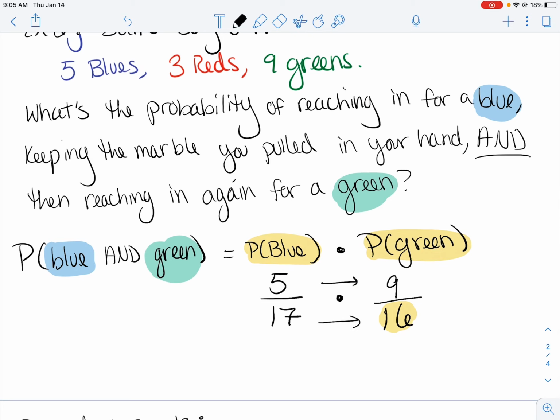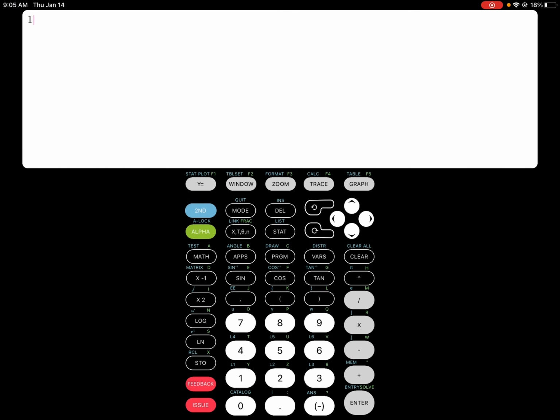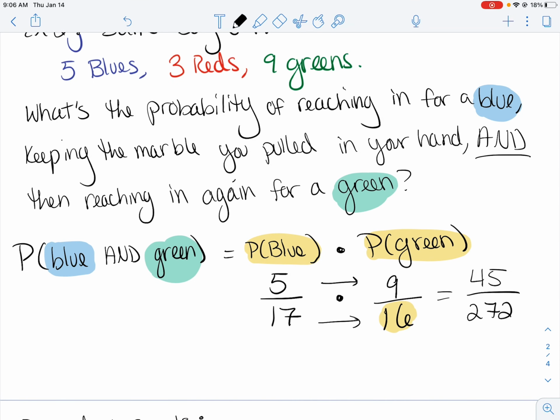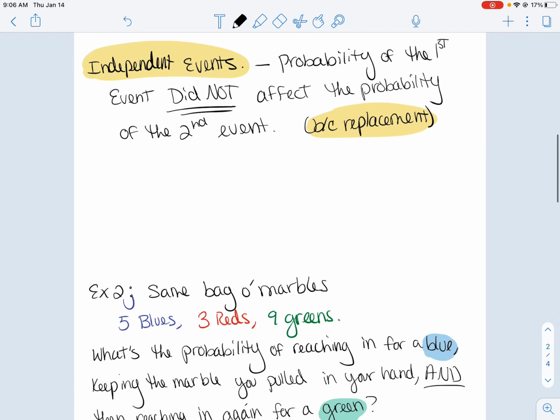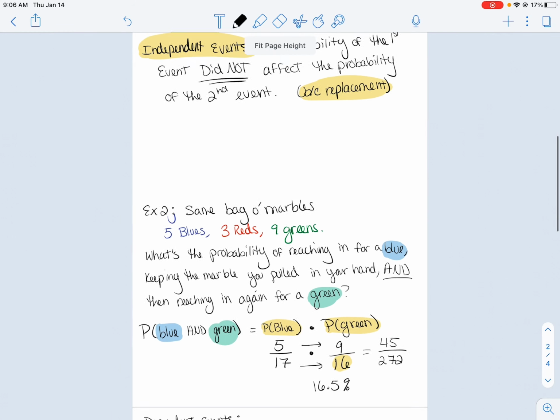Same multiplication process, we'd multiply straight across. So this time we have 45 over 17 times 16. Let's see what that is. 272. So 45 divided by 272 is 0.165, times 100 is 16.5%. All right, so we have a little bit of a better chance of getting a blue and a green than we did of getting a blue and a red.